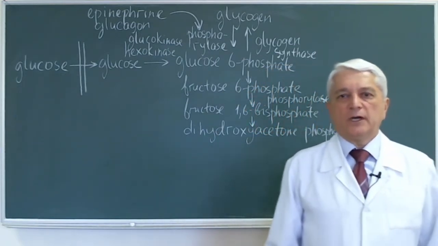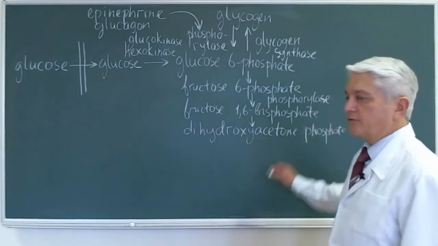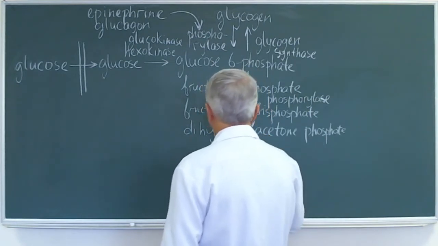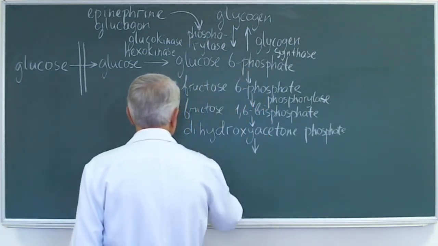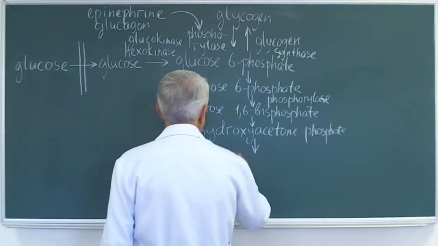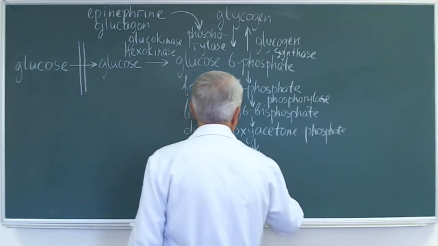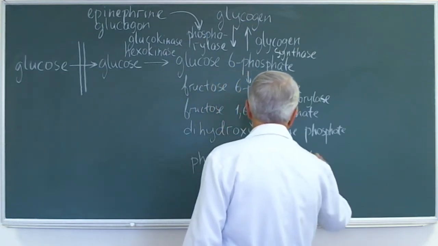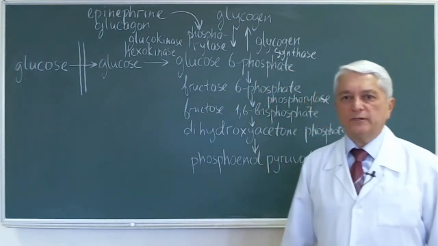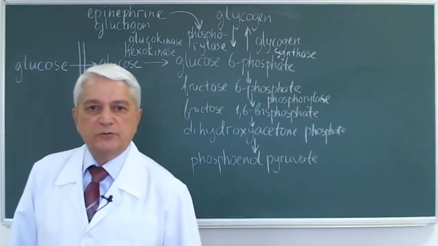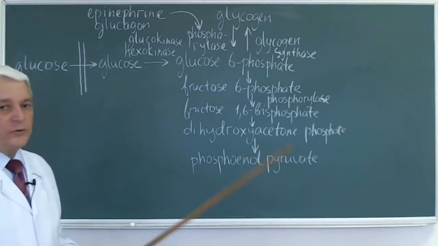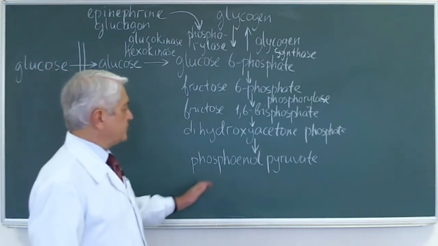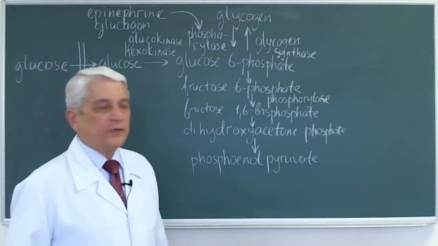Dihydroxyacetone phosphate. After a few transformations, we are receiving another substance, phosphoenol pyruvate. Phosphoenol pyruvate. So I shall stand here and you will see phosphoenol pyruvate. And the next reaction will be also important and regulative. This is transformation of phosphoenol pyruvate to pyruvate.